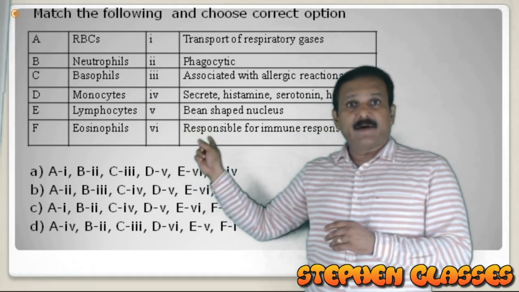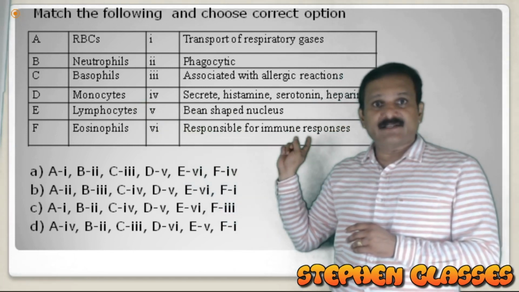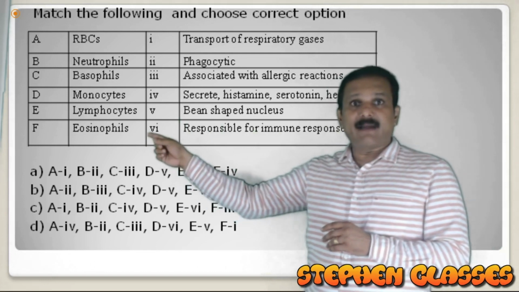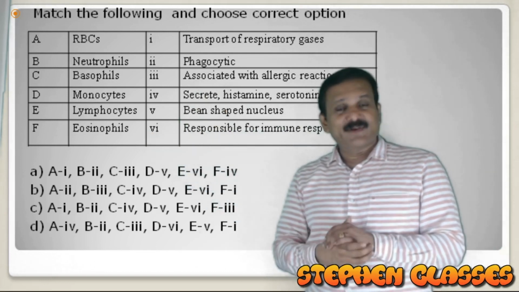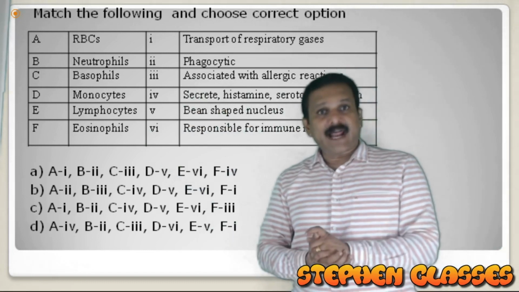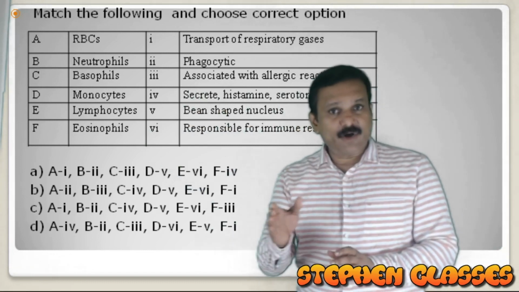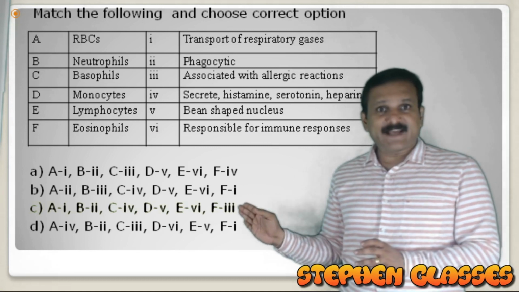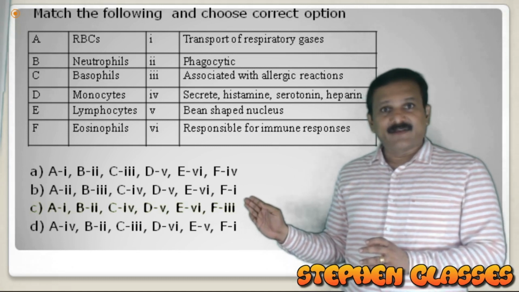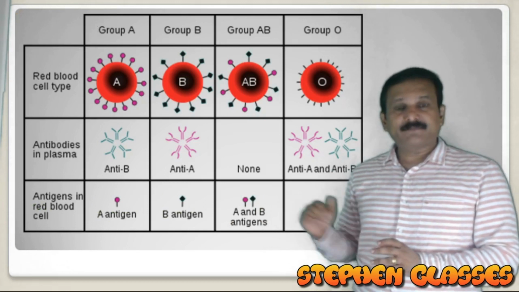Lymphocytes are responsible for immune responses. And eosinophils you can match with allergic reactions. So after matching, our answer will be option C over here. Okay, so the correct answer will be option C. Right. So shall we move to our next question now?